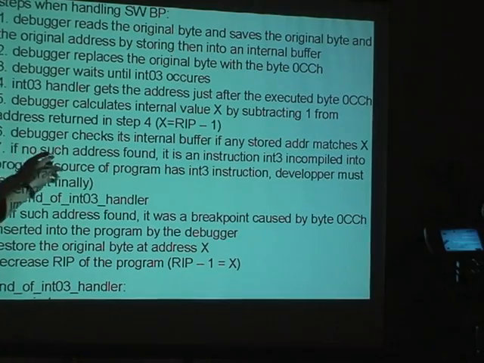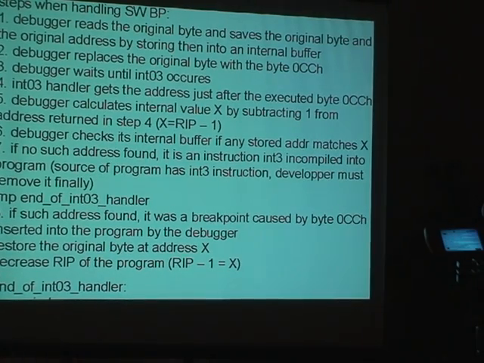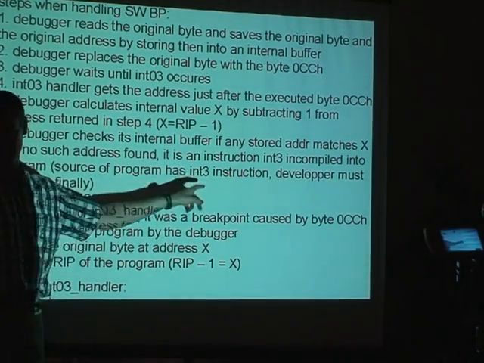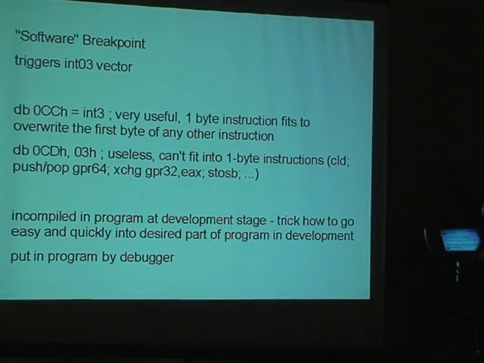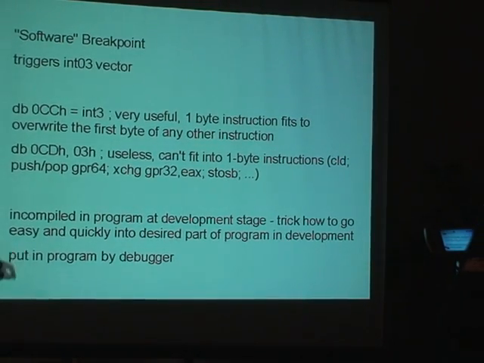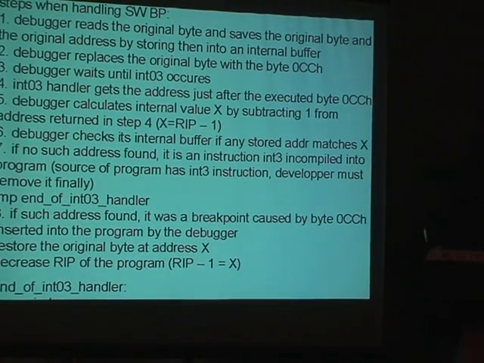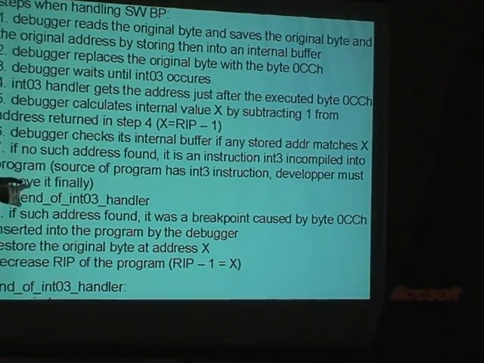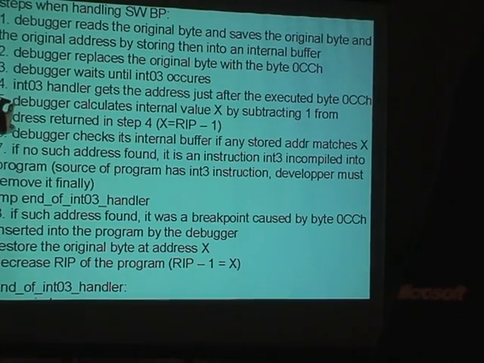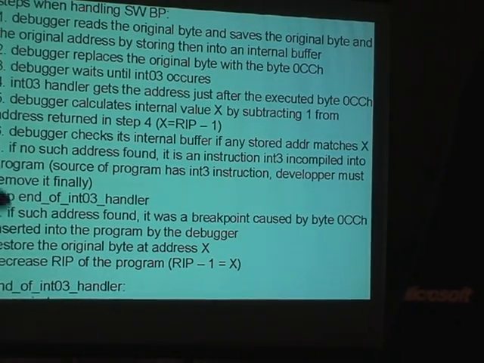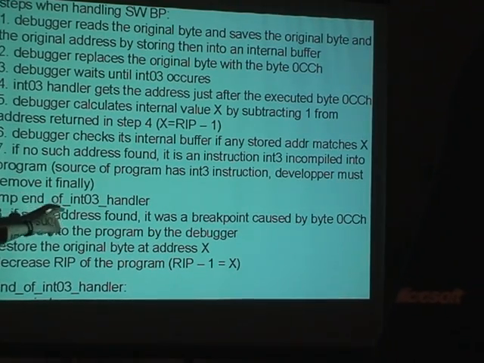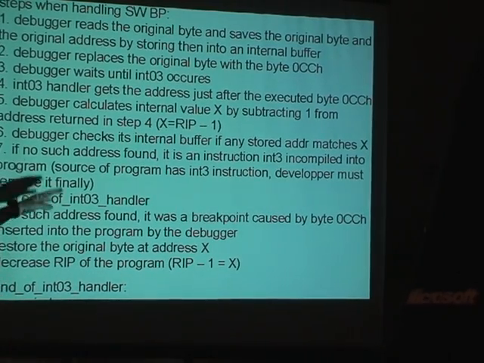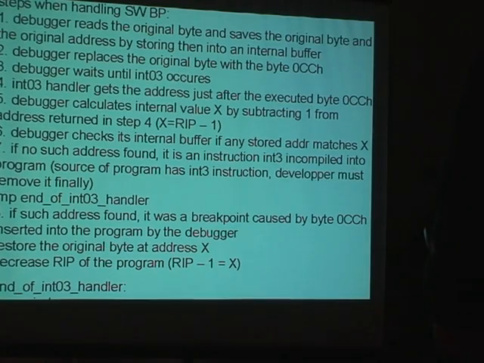If no such address is found, it is not a breakpoint put into the program by the debugger. It is a breakpoint compiled in the program. It is this second choice. If such an address in the internal buffer is found, it means that it was a software breakpoint put into the program by the debugger, by these two steps. And in this case, step 8: if such an address is found, it was our breakpoint put into the program by the debugger.